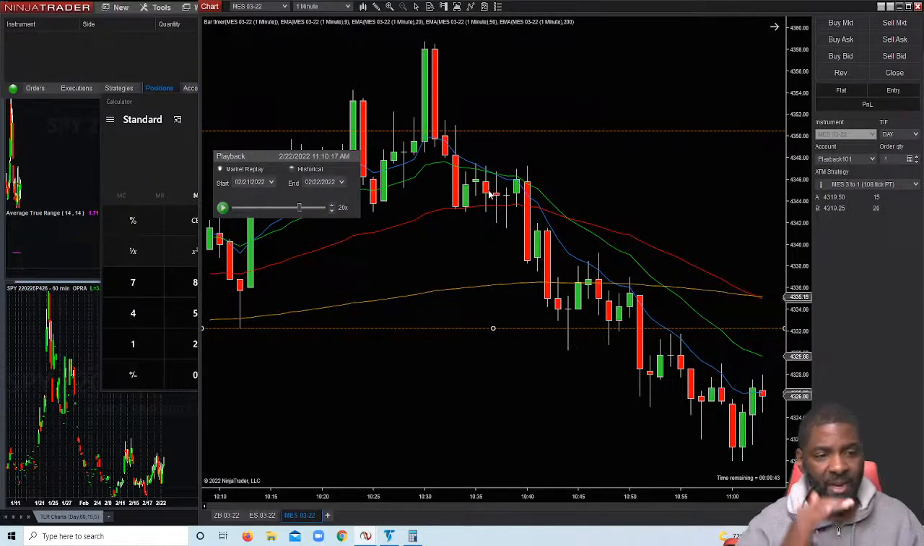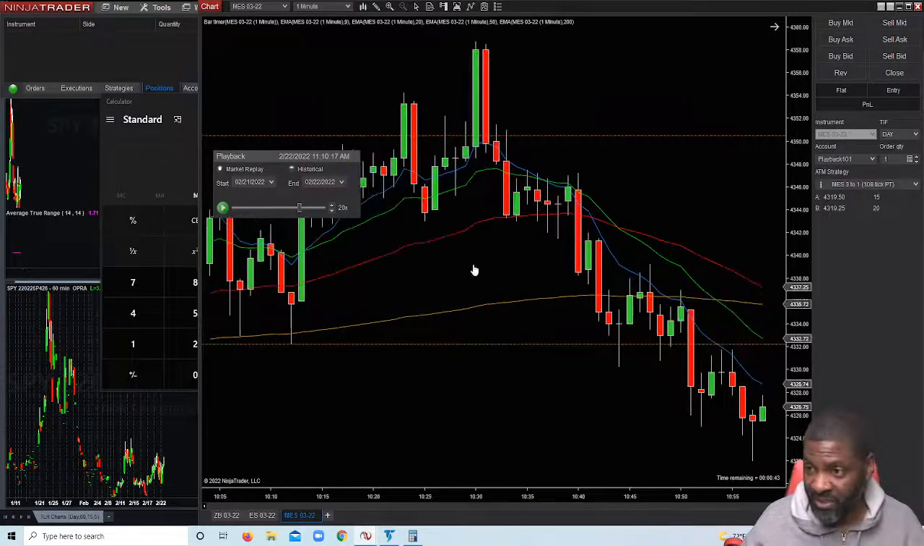A fair value gap is nothing more than just a three candle pattern where candle 1 and candle 3 don't share price. Right? So you got a 3 candle pattern, right? Candle 1, candle 2, candle 3. Candle 1 and candle 3 don't share price. That's your fair value gap right here. See, when it sold back up into that gap, it continued down with the momentum. It's just like a momentum trade. You know what I'm saying?